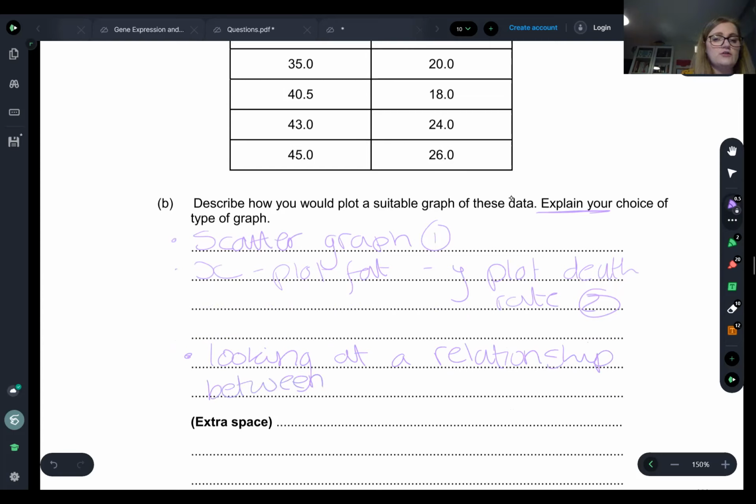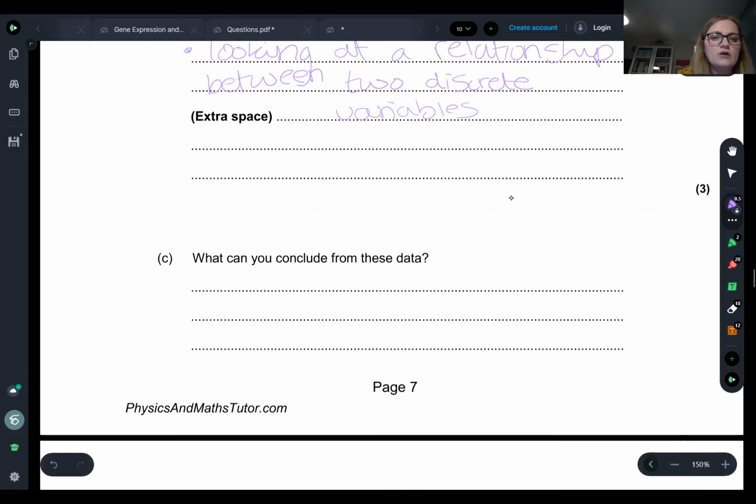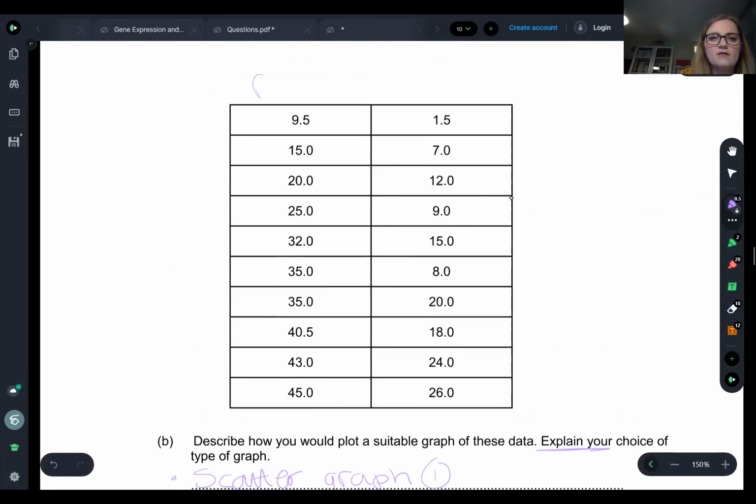And it's not just two variables, it's between two discrete variables. Okay, they're two independent variables, and we're looking at the relationship between these two separate variables. What can we conclude from this data? Well, let's have a quick look. So that's obviously fat, that's death rate.